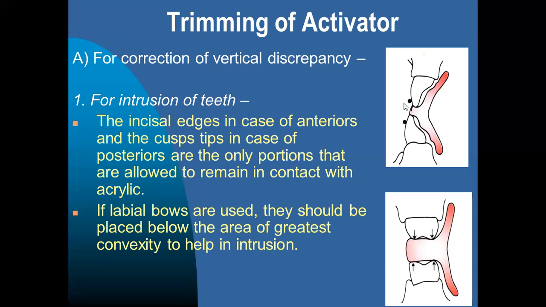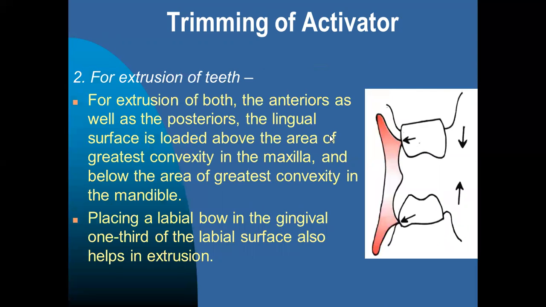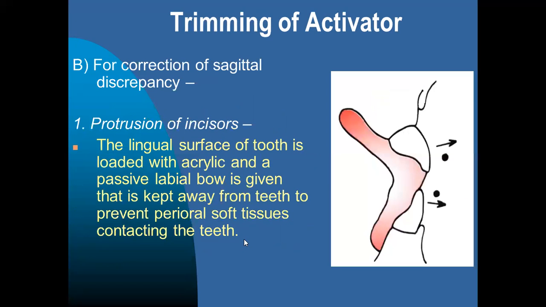Furthermore, the labial bows are placed below the area of maximum convexity so that you get some amount of intrusion. For the extrusion of teeth, it's done in reverse. The lingual surface is loaded above the area of the maximum convexity. The acrylic portion is placed, you can see, just above the area of the maximum convexity. And also for the anterior region, when you place the labial bow in the gingival 1/3 of the labial surface, you get an extrusion of the anteriors.